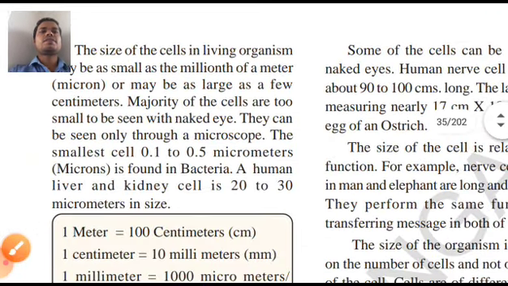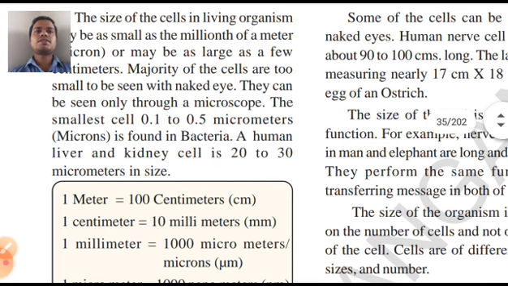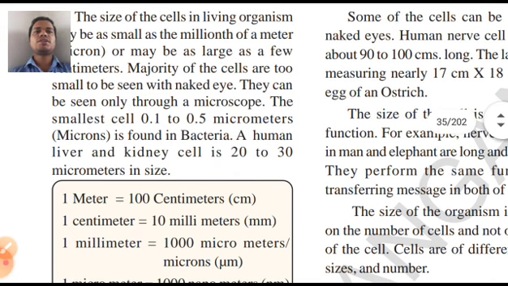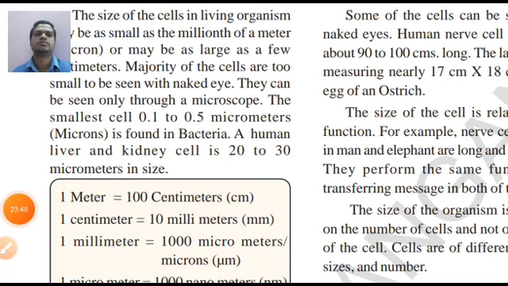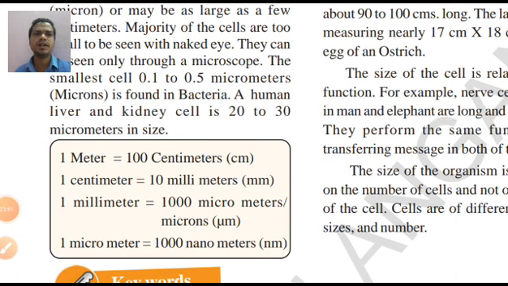Now the size of the cells living in an organism may be as small as a millionth of a meter, that is called a micron. It may be as large as a few centimeters. Now the majority of cells are too small. We cannot see these cells with our naked eye. They can be seen only through the microscope. Now here a human liver and kidney cell is 20 to 30 micrometers in size. Micrometer is nothing but very, very small.